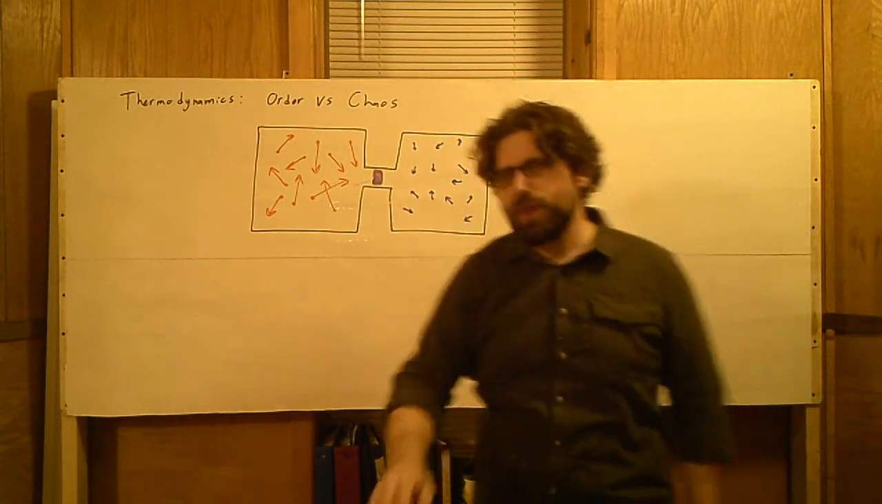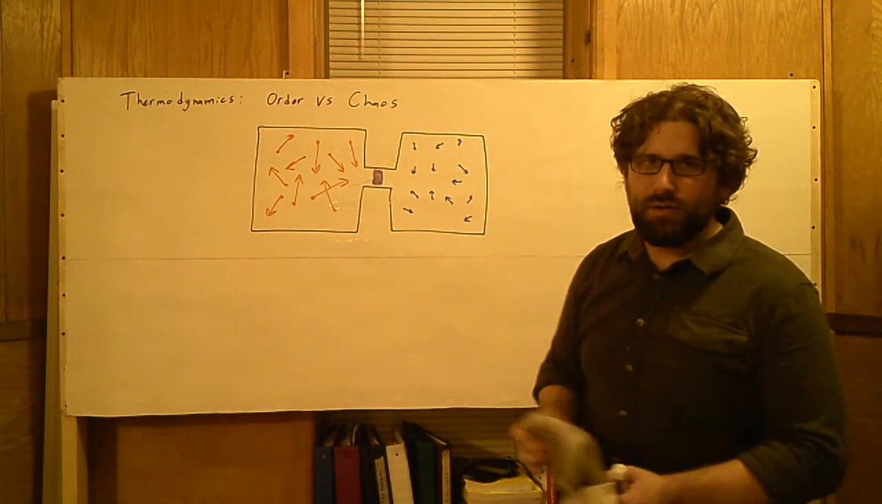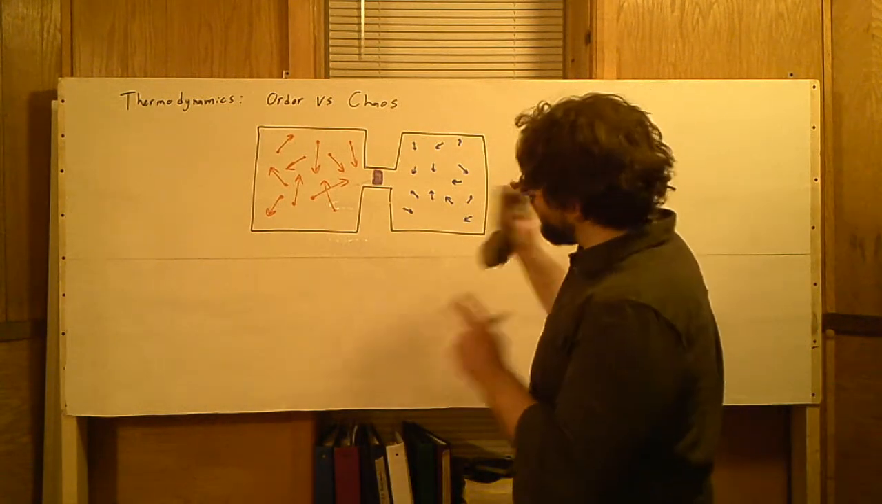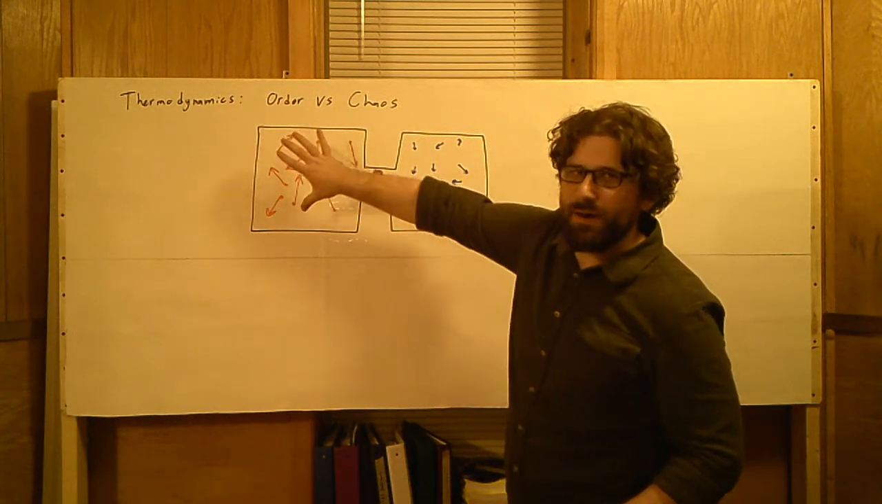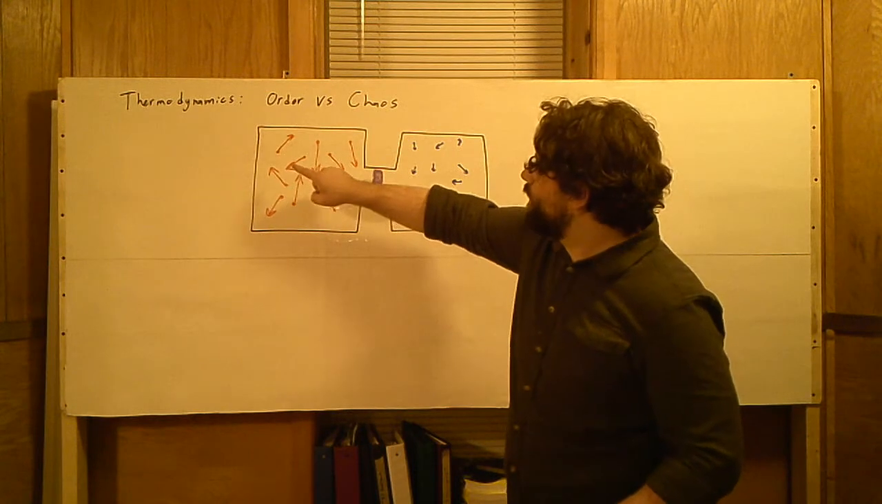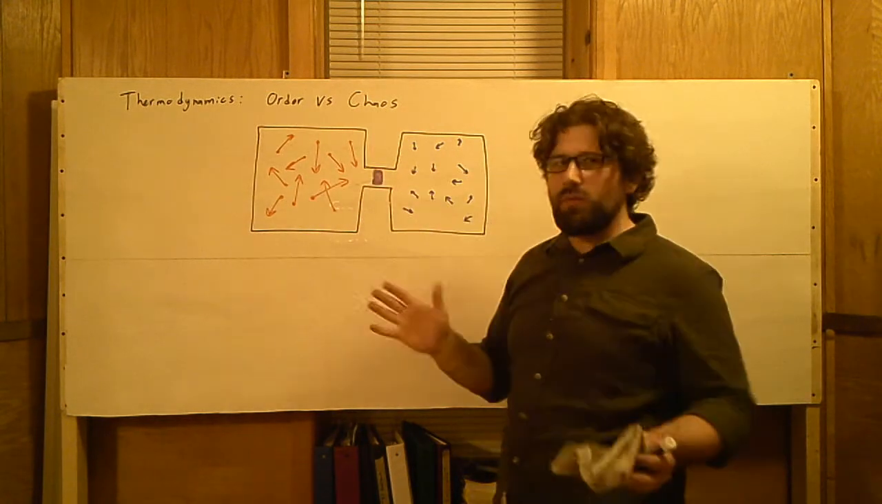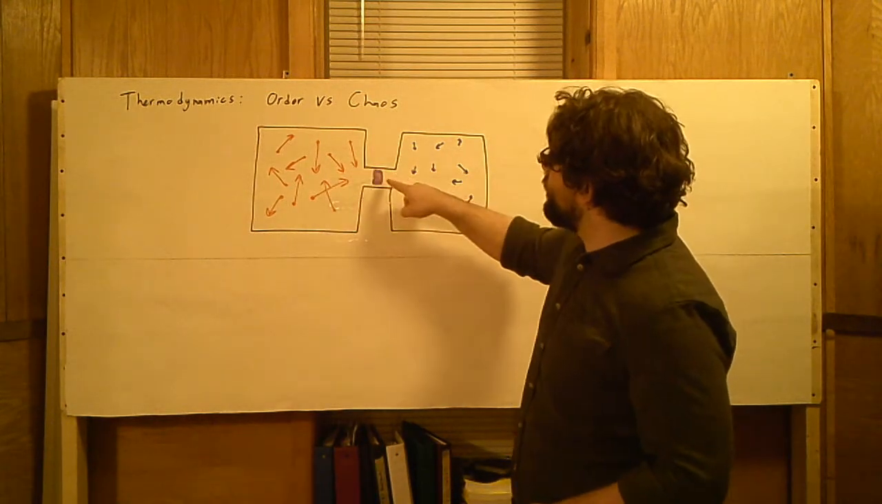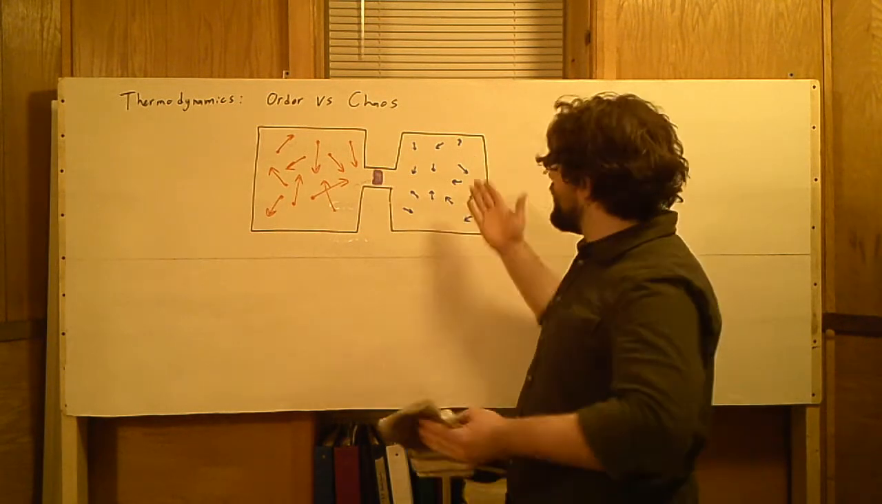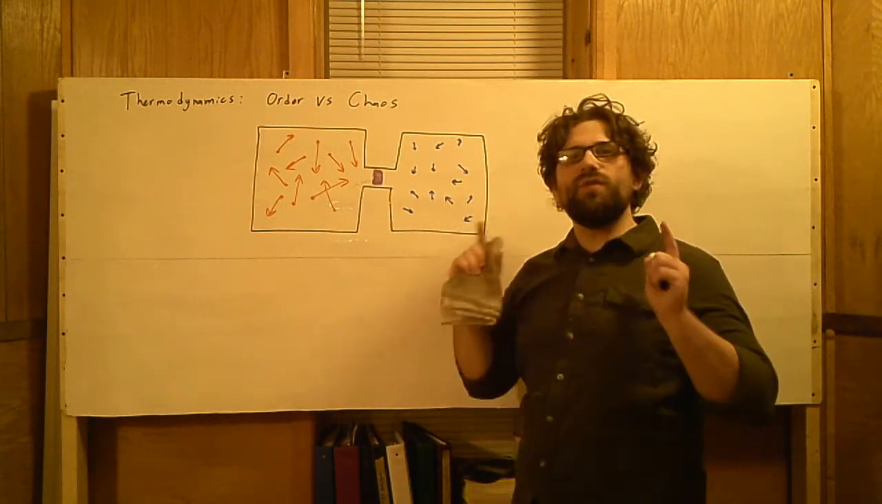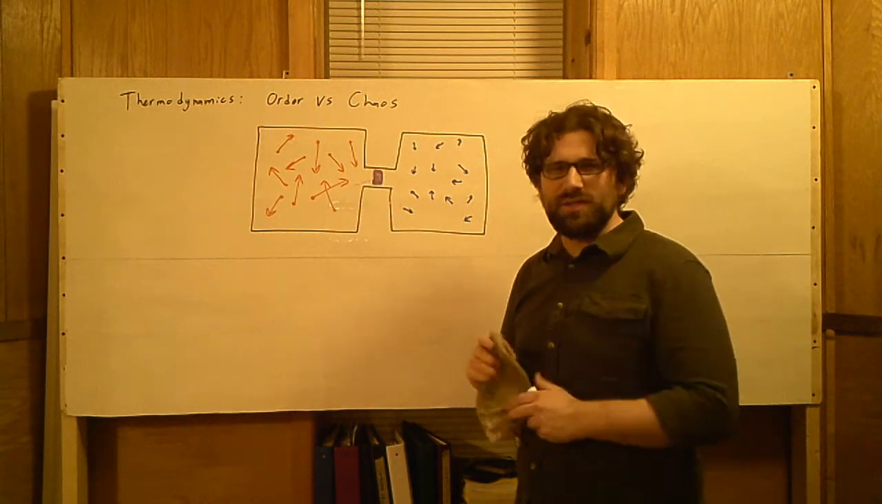But what happens when I remove the barrier? Right when I remove this, if I've got a bunch of hot air molecules here, they're going to keep bouncing around just like they were before, except now when they get over here, they can freely move to the other side. The same thing happens with the blue arrows, but they're moving much slower. What do you think is going to happen?